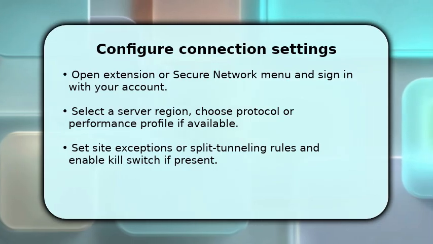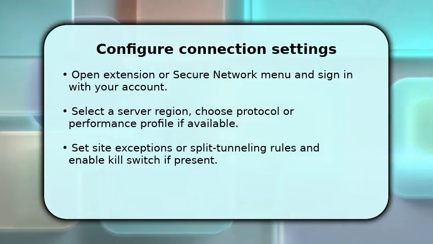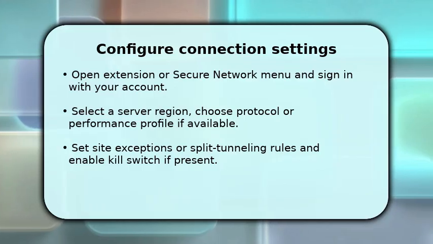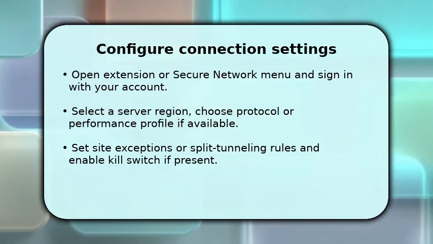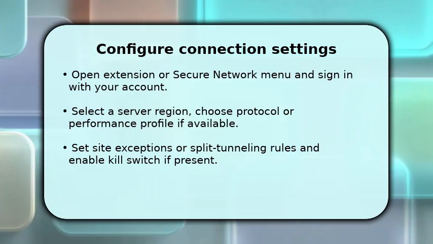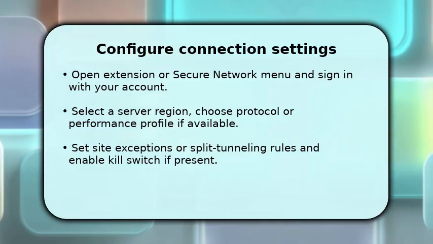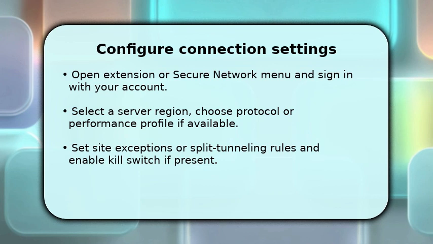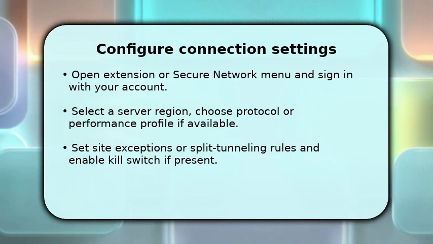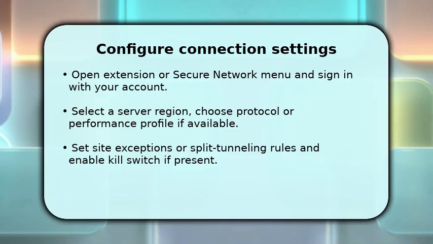Configure split tunneling or site exceptions so trusted sites bypass the VPN when necessary. Also enable the kill switch or browser network protection if available. That prevents leaks when the VPN drops. Finally, check the extension's privacy toggles for WebRTC and DNS leak protections to reduce fingerprinting.